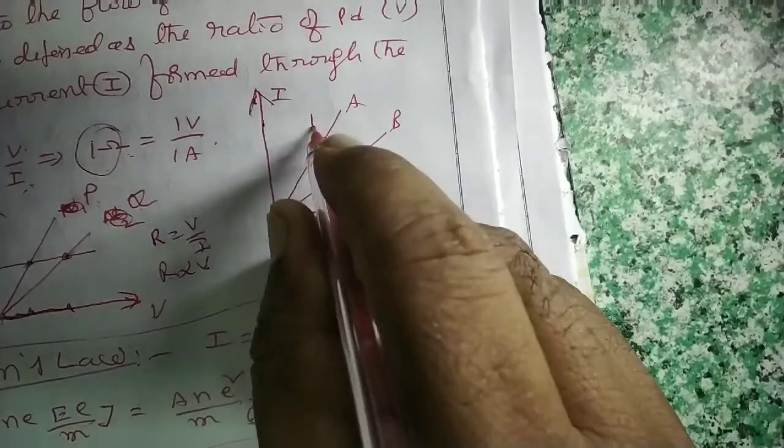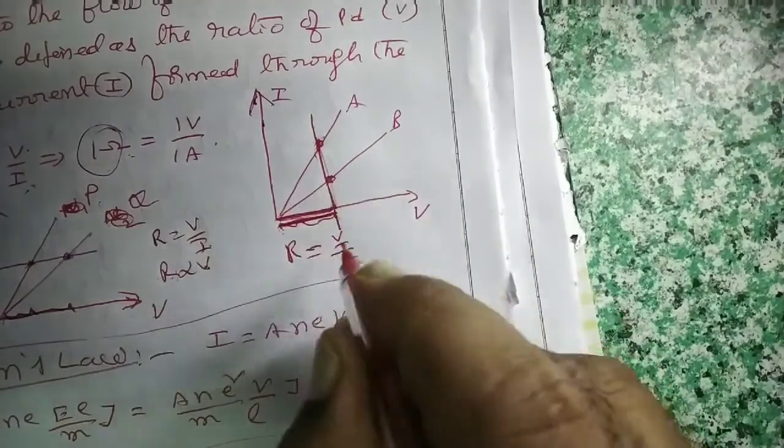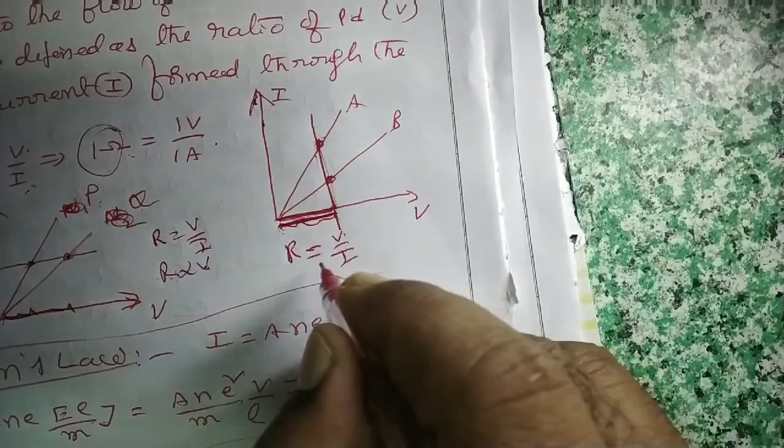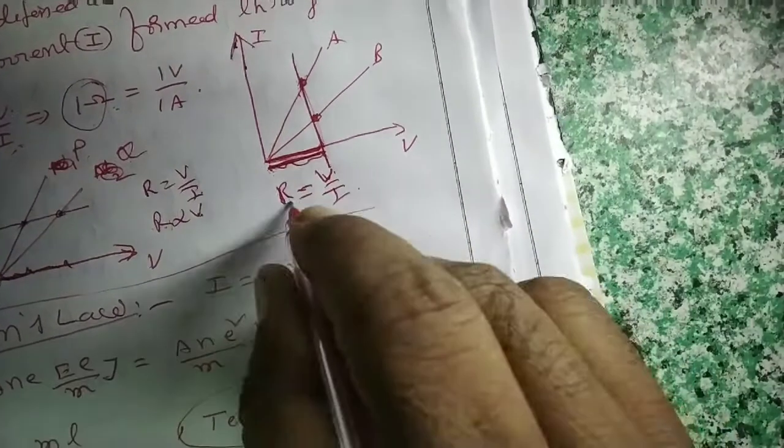By drawing a vertical line, this horizontal intercept is the same. Means voltage is the same for both the points. So voltage is maintained constant. Then R is inversely proportional to I. When voltage is constant here, R is inversely proportional to I.